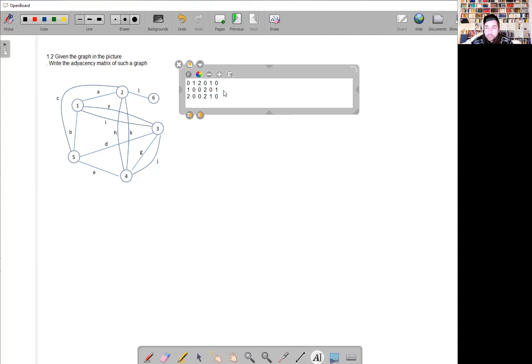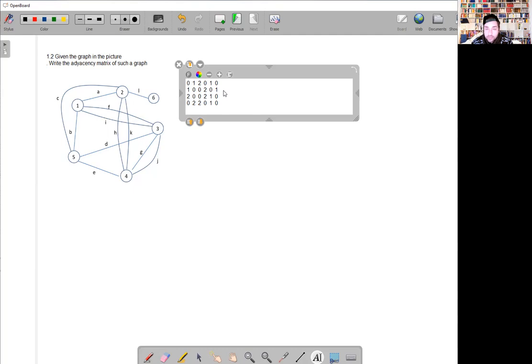We pass to the next row, which corresponds with 4, and we have the number of links from 4 to 1, which is 0, number of links from 4 to 2, which is 2, number of links from 4 to 3, which is another 2, number of links from 4 to 4, which is 0, number of links from 4 to 5, which is 1, and number of links from 4 to 6, which is 0.